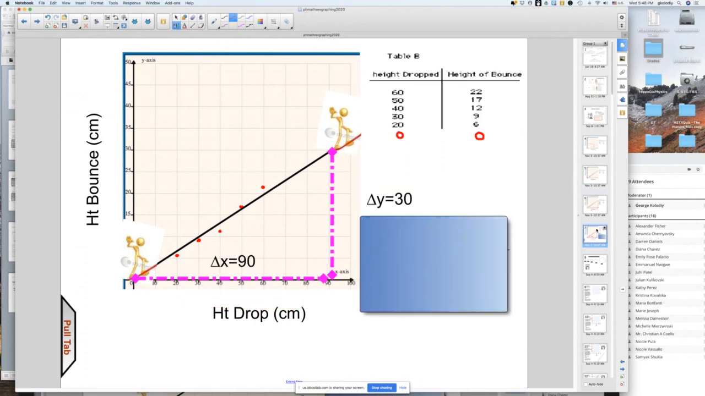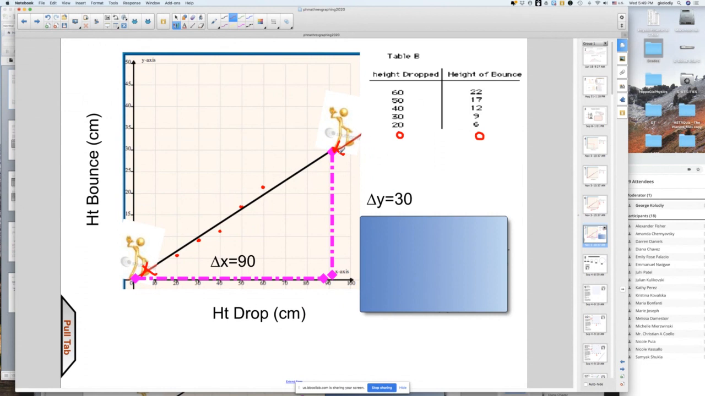So in our case, what's the change in y? We go from 0 to 30. It changes by 30. This goes from 0 to 90. Don't forget, I chose this position and this position. I could have chosen any two positions. The numbers would have been different, but the slope should be the same. And this is past our data. We don't even have data up here, but that's okay. The slope would still be the same.